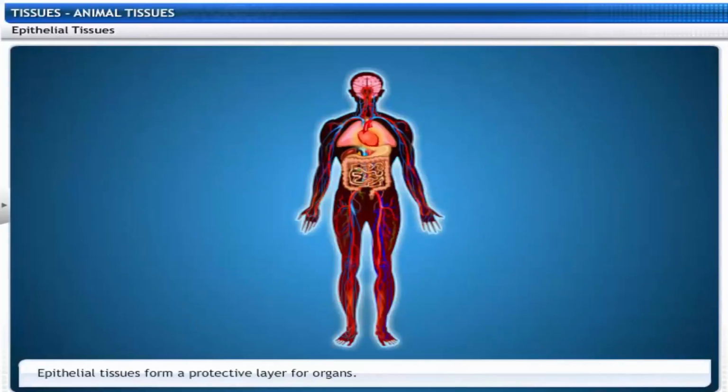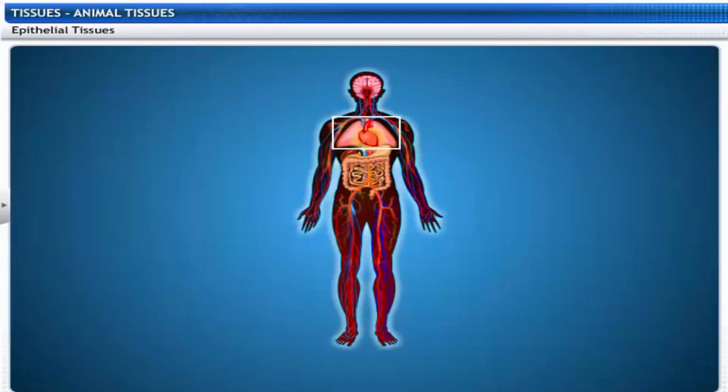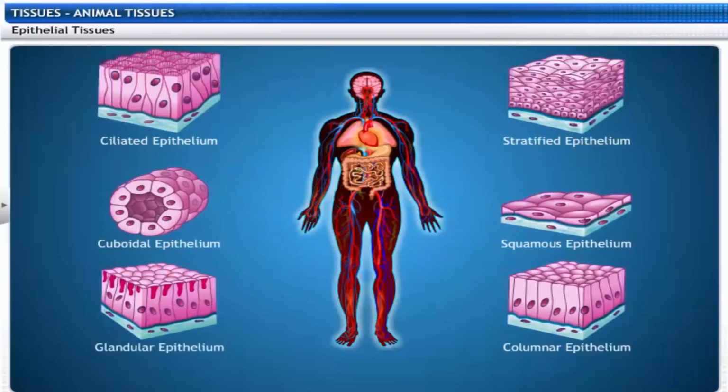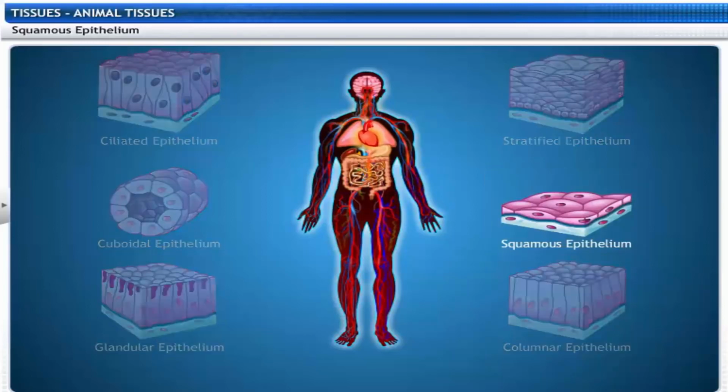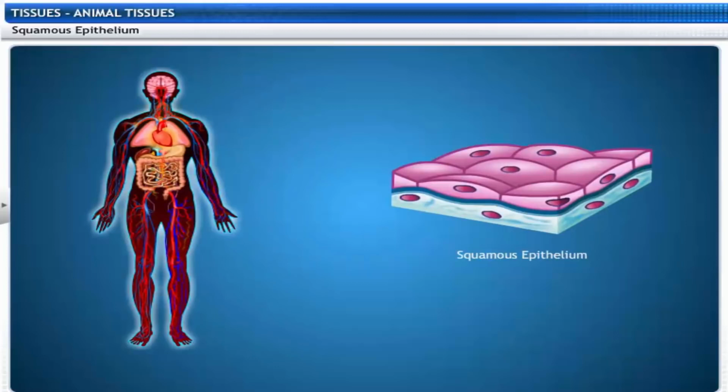Epithelial tissues form a protective layer for organs. They act as a barrier to keep the different body systems separate. Epithelial tissues are of different types depending on their shape and function. Let's first look at squamous epithelium. Squamous epithelium has flat and thin cells. These cells group together and do not have intercellular spaces between them.